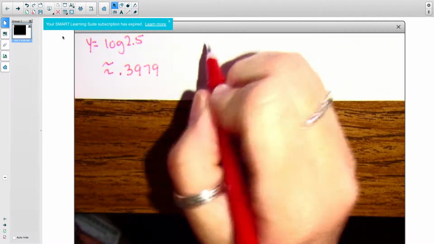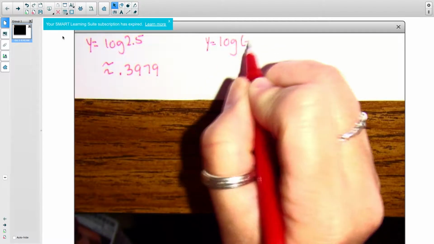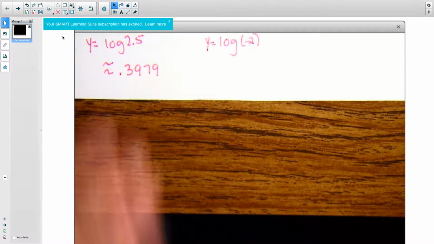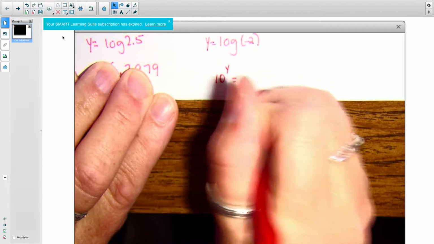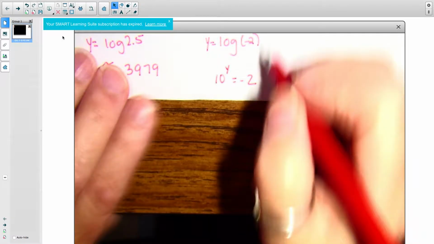Okay. What about this one? Log of -2. It's going to be an imaginary number. Why? Because you can't have the power of 10 be a negative. 10 raised to what power equals -2? Well, 10 raised to any power is going to be what? Positive. So this is no solution, undefined.